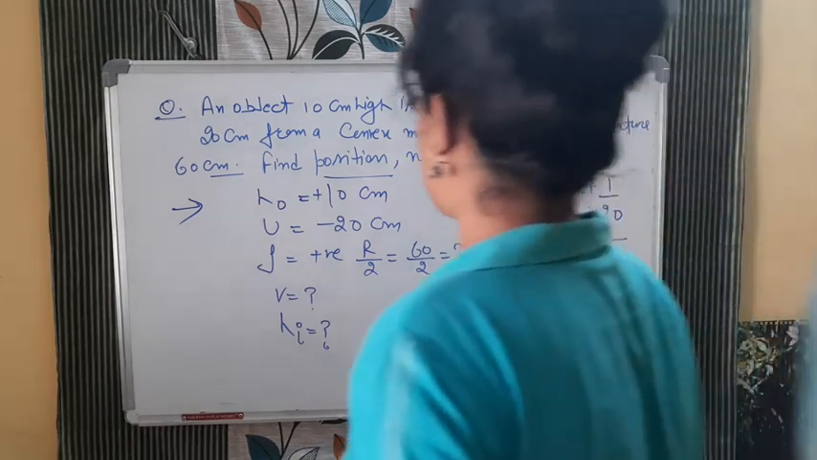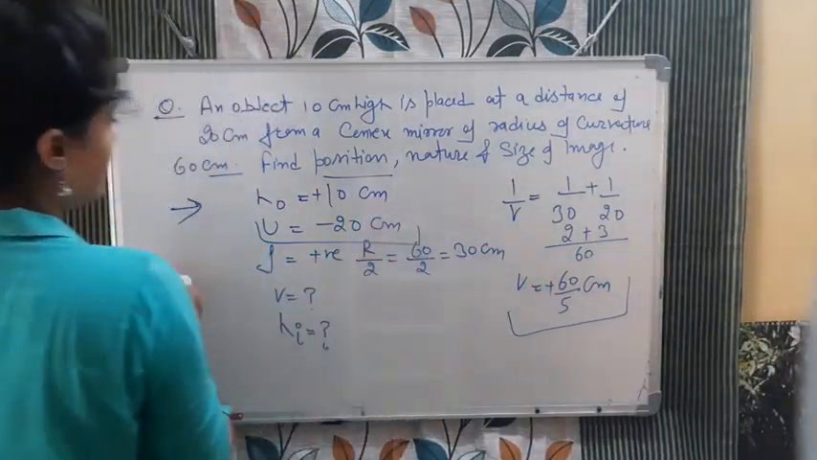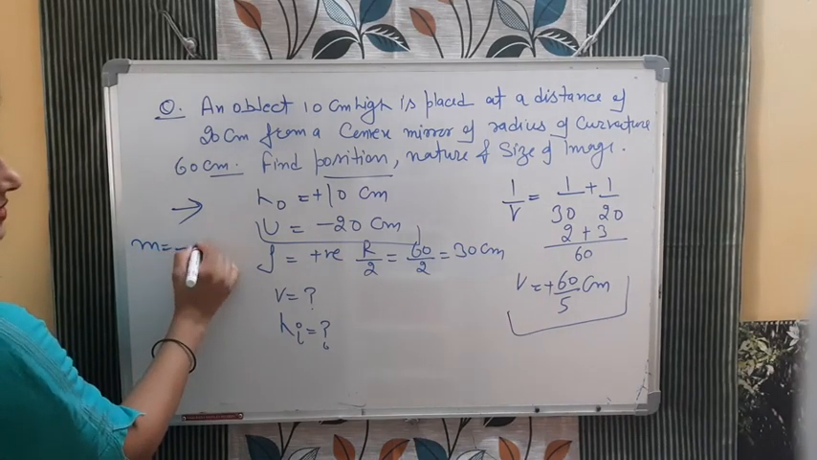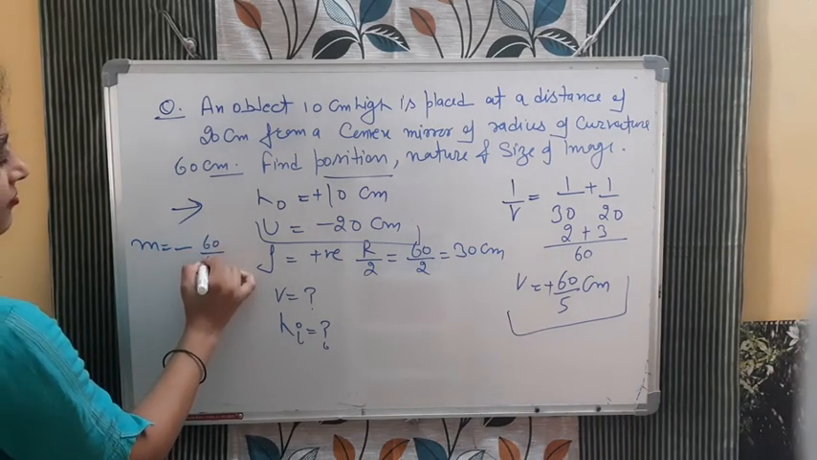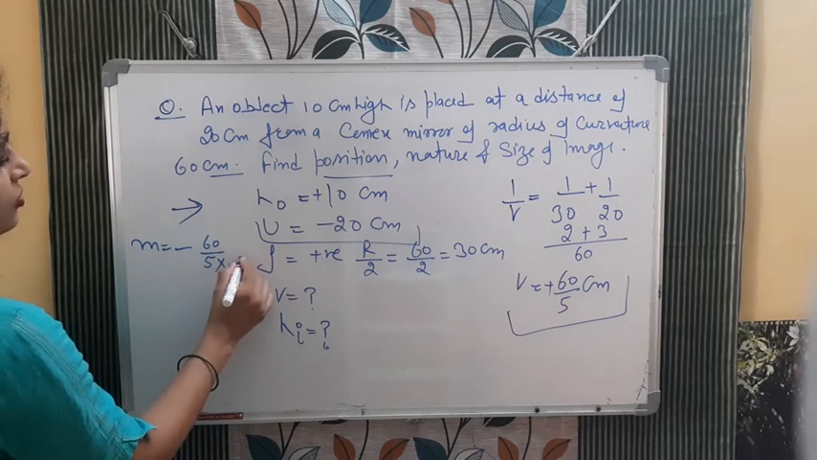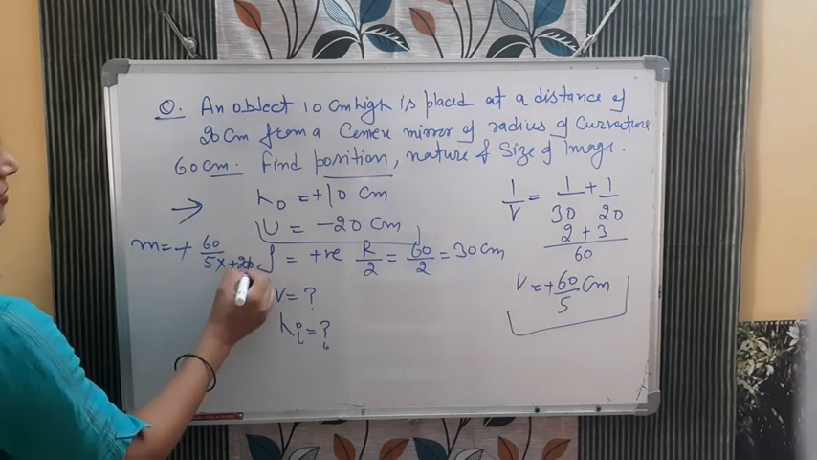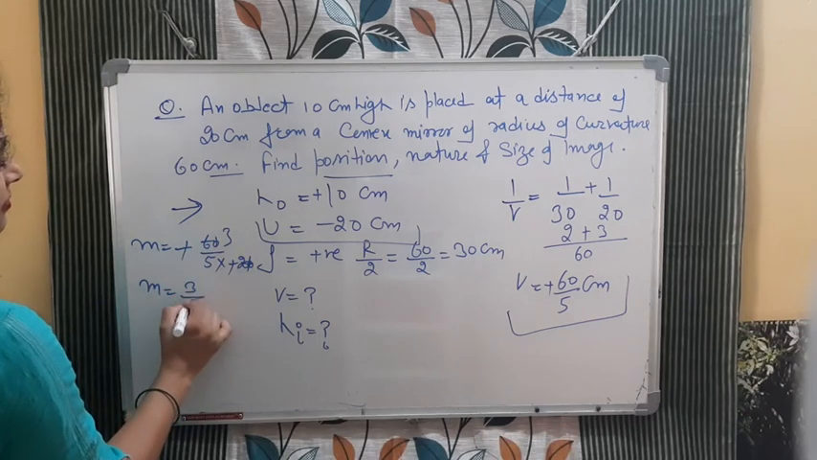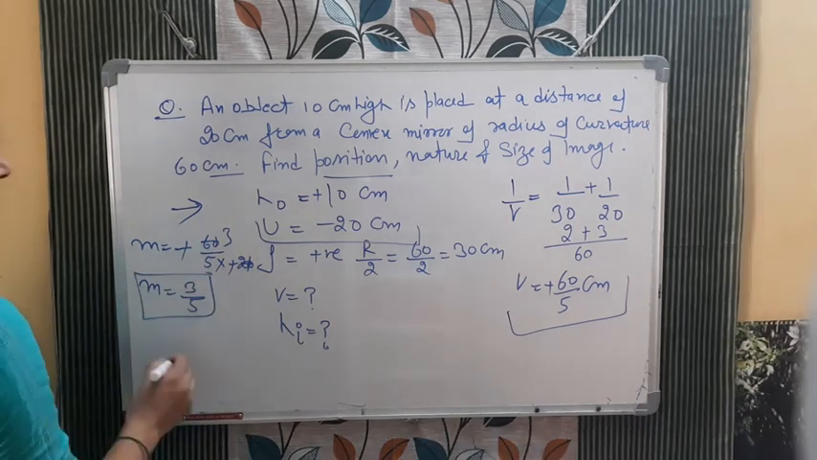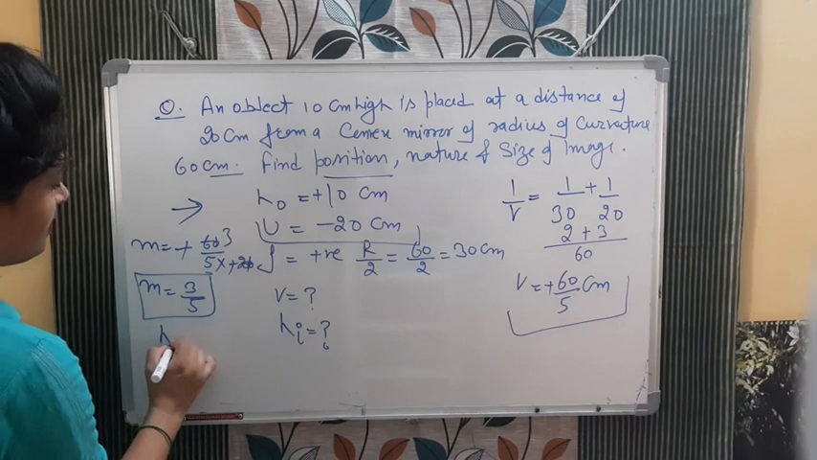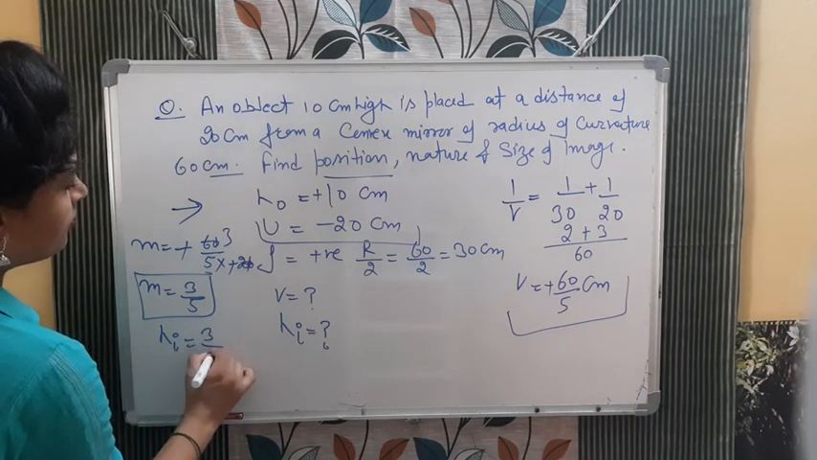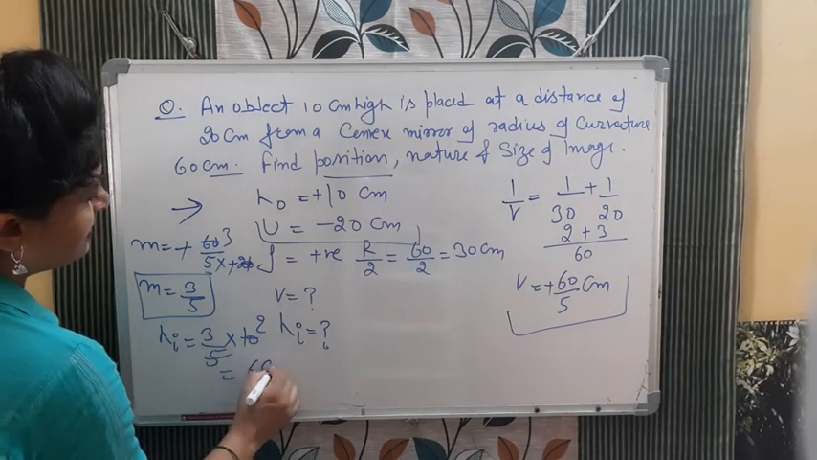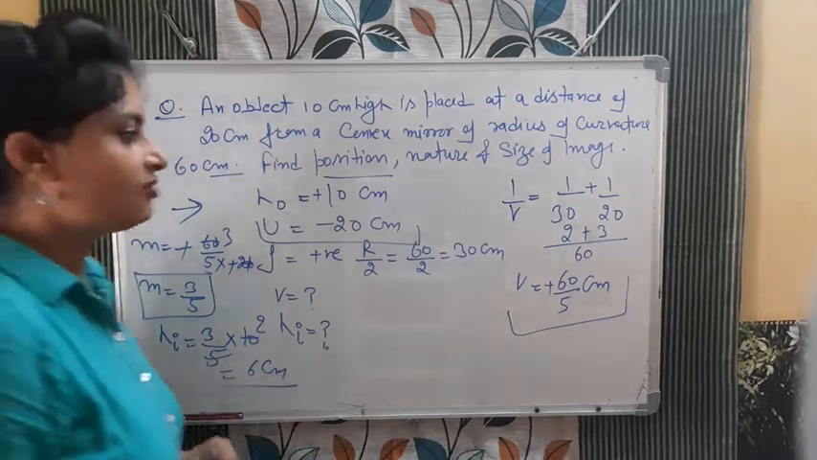Okay, V यहाँ पे हमारे पास है, U हमारे पास यहाँ पे है, M we can calculate. M is equal to minus V, 60 by 5, divided by U, minus 20, that is plus 3 by 5. So M is equal to 3 by 5. Okay, next thing that we need to calculate, height of image is equal to M into height of object 10. So height of image is what? 6 cm. Okay, so these kind of questions will come.